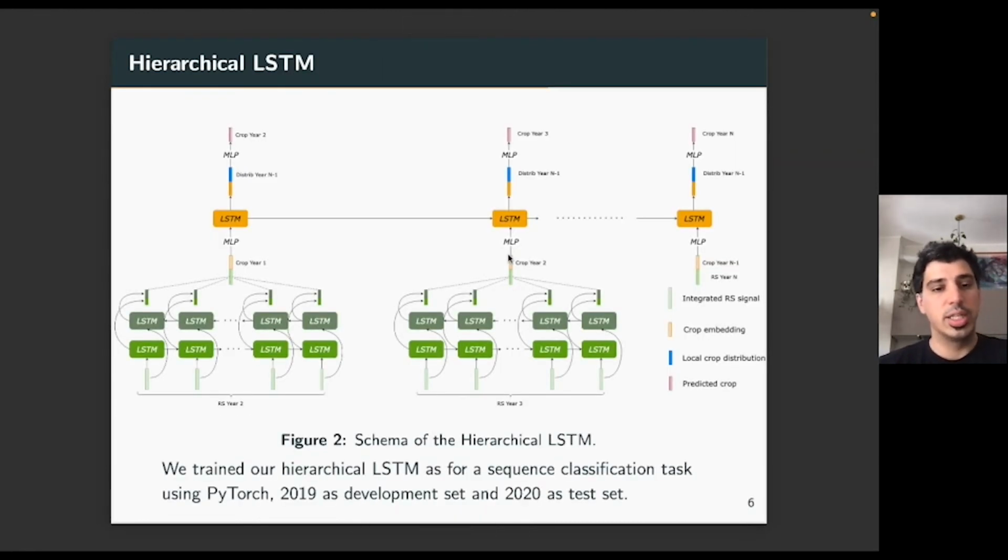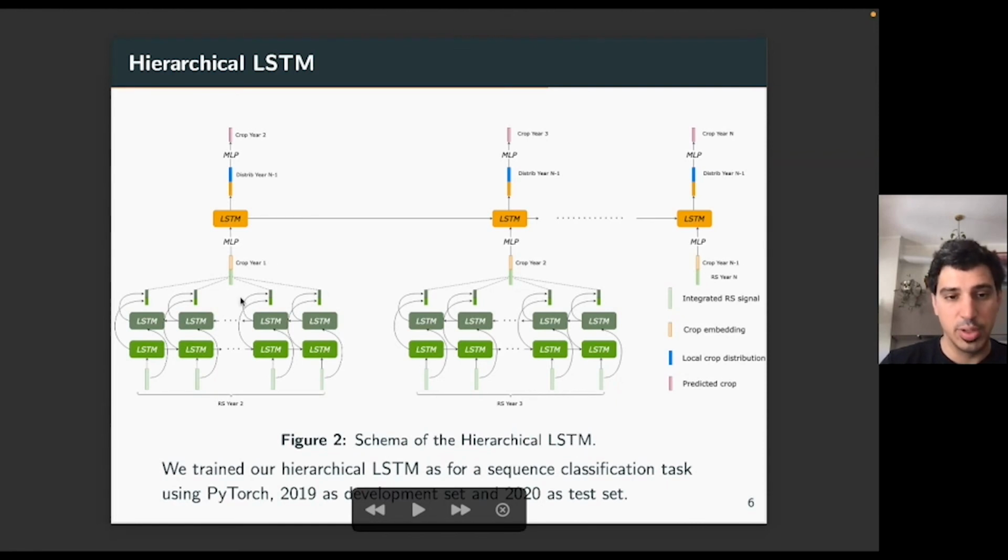We use a hierarchical LSTM, so we have different LSTM models. The first one, the green one, is acting at the year level for the remote sensing, giving a representation at the year level. It's a bidirectional LSTM with attention, and it allows us to obtain one vector that represents the dynamics of the signals over the year. We fuse that with the embedding of the crop using concatenation and a multi-layer perceptron.